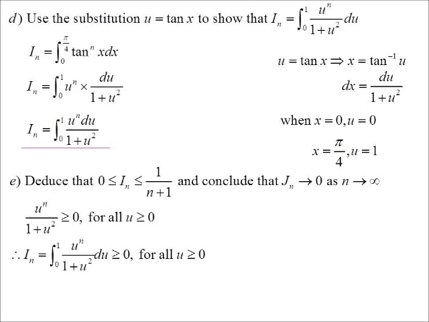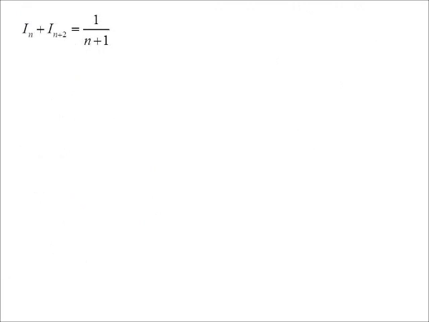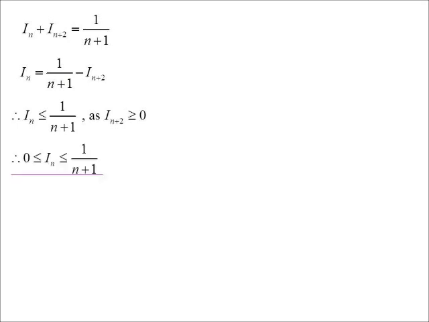Showing it's less than 1 on n plus 1: remember this? Back to this formula, I_(n+2) plus I_n was 1 on n plus 1. Well, that means I_n is 1 on n plus 1 minus I_(n+2). But remember we just said that the I_(n+2) is always positive. So I_n is always 1 on n plus 1 minus some positive amount. Well, it must be less than it then. Bingo. We got the right-hand side of our inequality there.